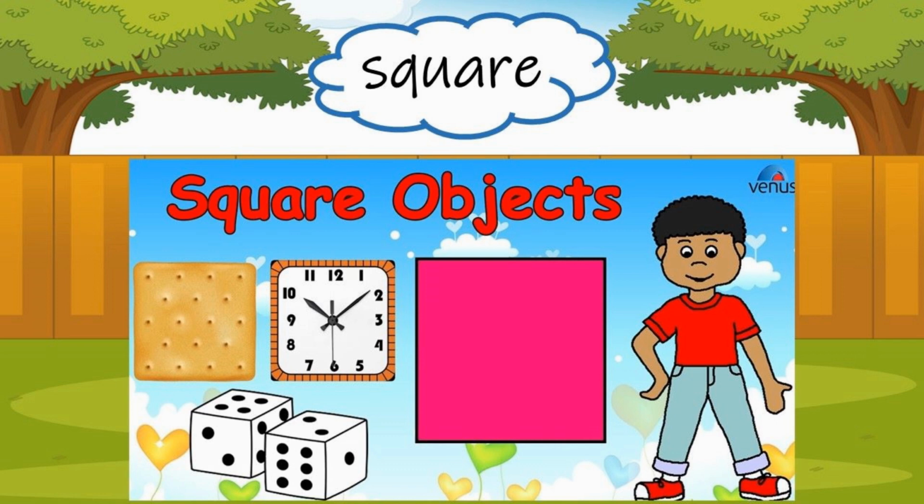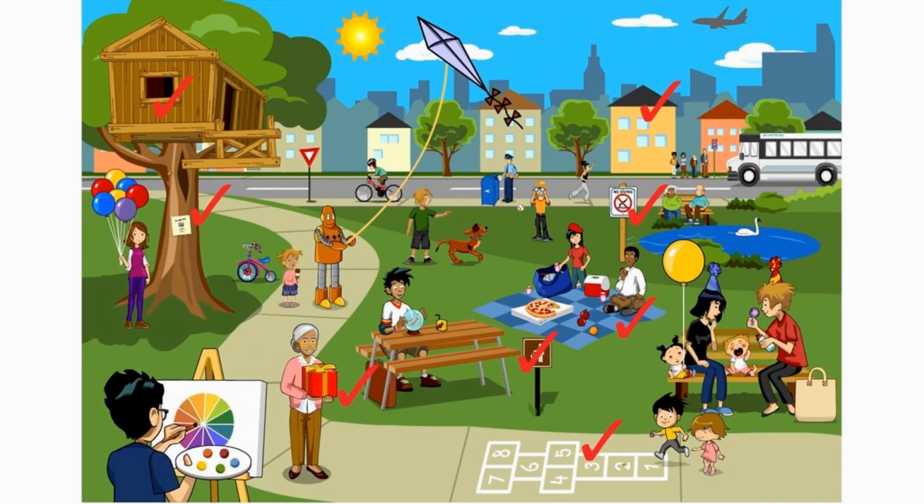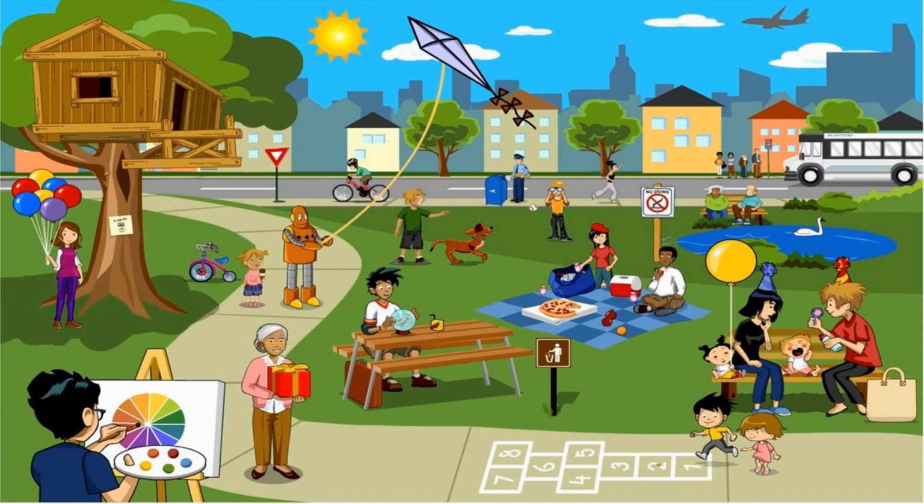The next word is square. Name the objects that are square in shape. Find the rectangles in this picture.